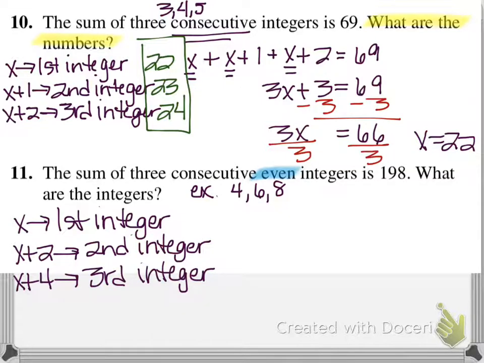plus 4. Now the reason why consecutive odd integers follows the same path is if it was consecutive odd, that would be like 3, 5, 7. It's still going by 2's, even though they're odd. So you're just starting at a different number. So if it's even or odd, you add 2 every time. If it's just consecutive, you add 1 every time.